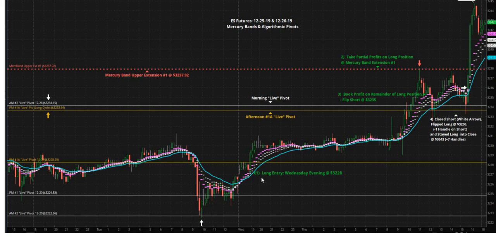So with your 3 lot, you're long Wednesday evening, Christmas evening, 32.28. And on Thursday morning, it goes up to the tick to this Mercury band. Well, that's where you take a partial profit. So imagine taking a third of your profit off at that point. You've booked 10 handles. And now ES pulls back.